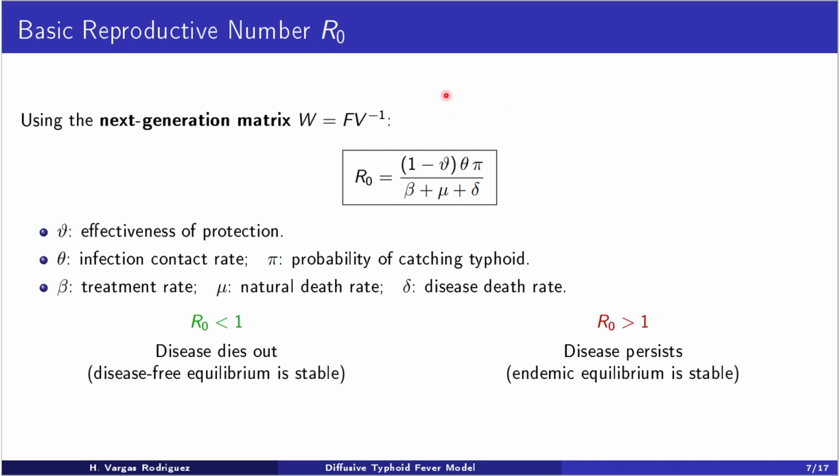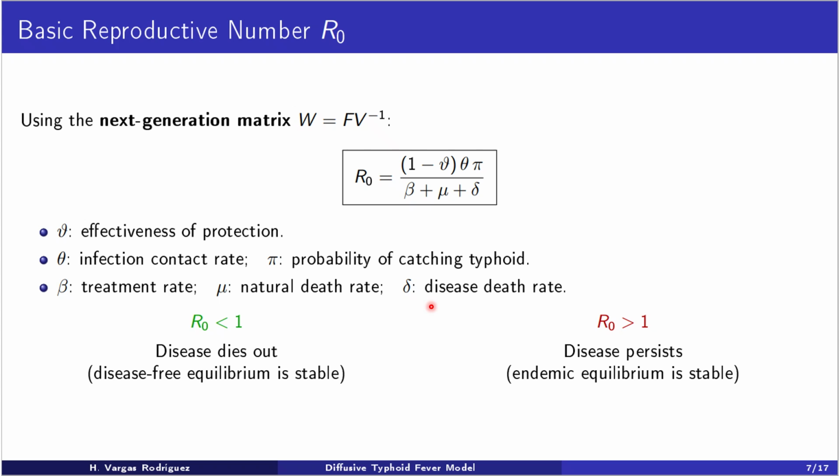A central quantity in any epidemiological model is the basic reproductive number R0. We compute it using the next generation matrix approach. The result is this expression, where bar theta is the effectiveness of the protection, theta is the infection contact rate, P is the probability of catching typhoid fever, beta is the treatment rate, mu is the natural death rate, and delta is the disease death rate.